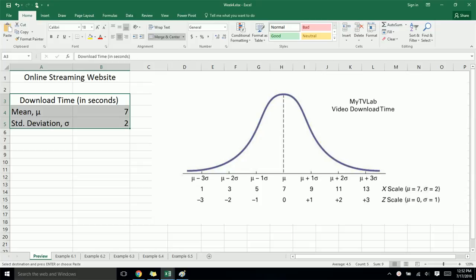This week we're going to try and work out some examples from the textbook in Excel. In this video I'm going to show you how to work out example 6.1 to 6.5 from your textbook. You can read the details of the problem from your book, but here I'm going to give you a little preview.